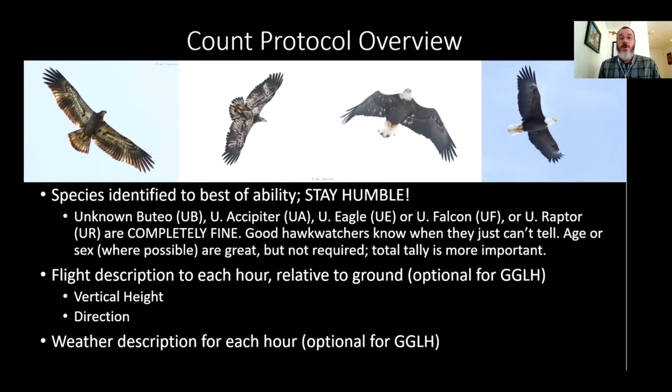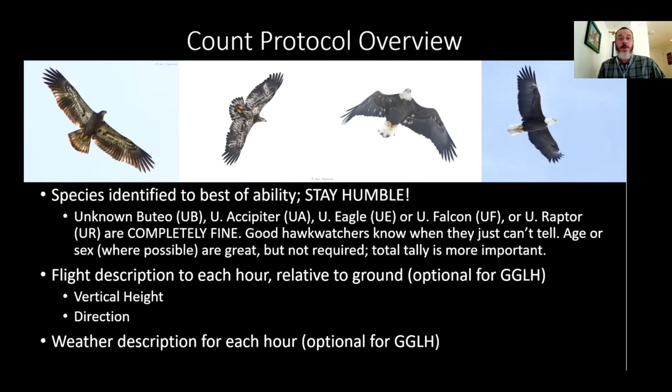Likewise, you may know that you saw an eagle, but you're not sure whether it was a bald eagle or a golden eagle. So we've created these codes: unknown buteo, unknown accipiter, unknown eagle, unknown falcon, or potentially even just unknown raptor. And I'll come back to that in a second. But using these codes really is completely fine. And good hawk watchers know when they just can't tell.